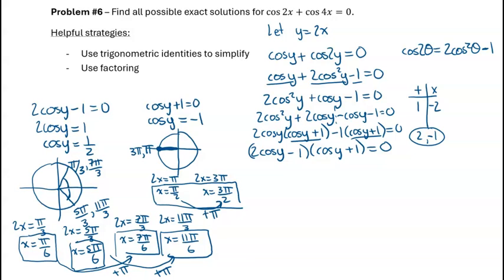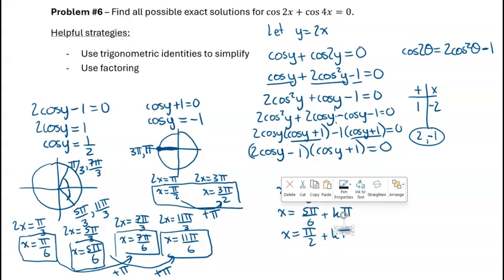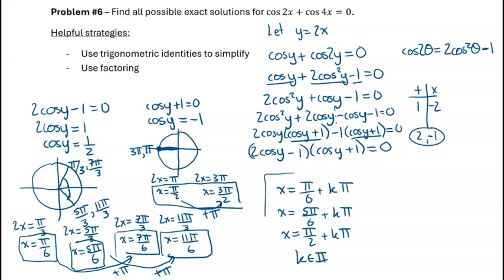And so when we're writing the general equation, I can say x is equal to pi over 6 plus k times pi, x is equal to 5 pi over 6 plus k times pi, and x is equal to pi over 2 plus k times pi, where k is an integer. And so that represents all the exact solutions for cos 2x plus cos 4x equals 0.